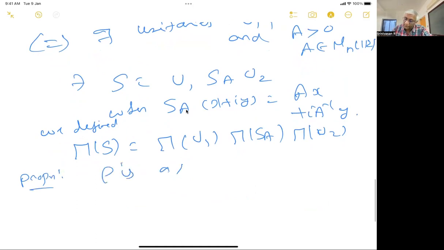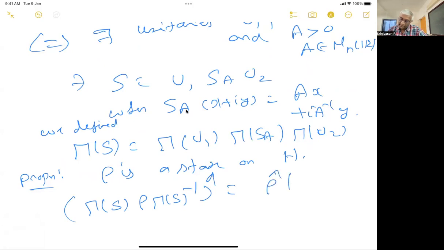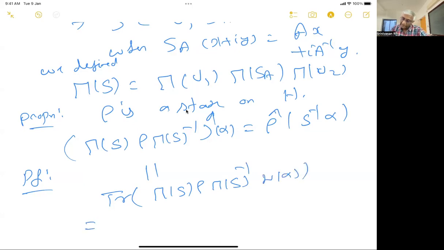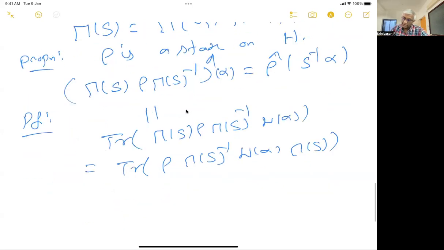So rho is a state on L2 of R^n, or H. Then the characteristic function of gamma of S rho gamma of S inverse, hat, is nothing but rho hat at alpha equal to rho hat of S inverse alpha. Same proof. This is equal to trace of gamma S rho gamma S inverse W of alpha, which is equal to trace rho gamma of S inverse W of alpha. You can take the gamma of S this side. And that is equal to trace of rho W of S inverse alpha. Once we settle this in the assignment, this is equal to rho hat of S inverse alpha.